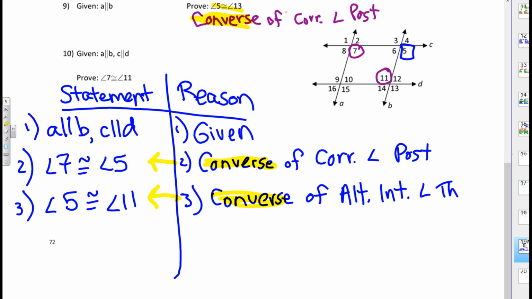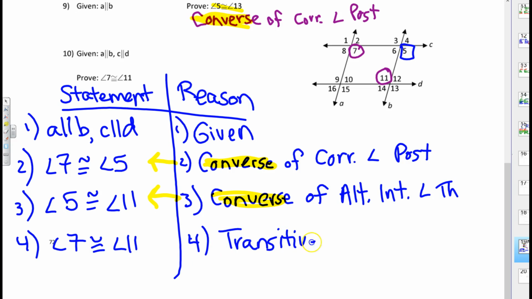Now that I have gone through and shown 7 is congruent to 5 and 5 is congruent to 11, I can use the transitive property to show that angle 7 is congruent to angle 11 by the transitive property of congruence. And guys, that's what I was trying to prove. So I'm done. That's it. Lovely 4-step proof. Not too bad.